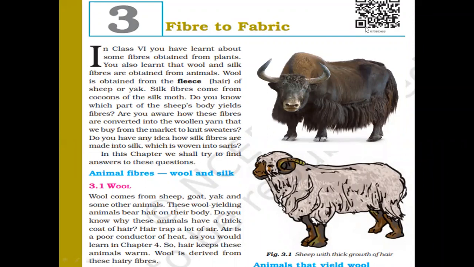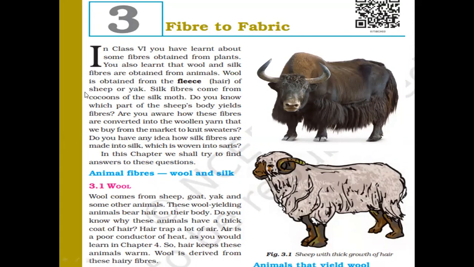Is fiber to fabric. In class 6, you have learned about some fibers obtained from plants. So we know, children, from plants we get fibers like cotton and jute. You also learned that wool and silk fibers are obtained from animals.